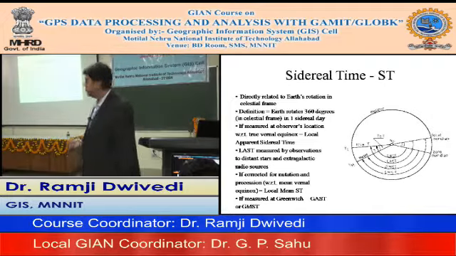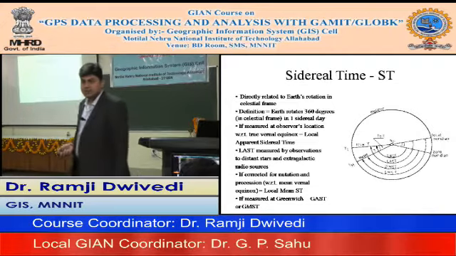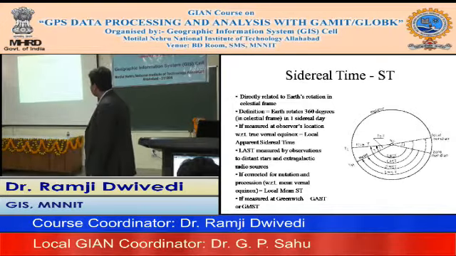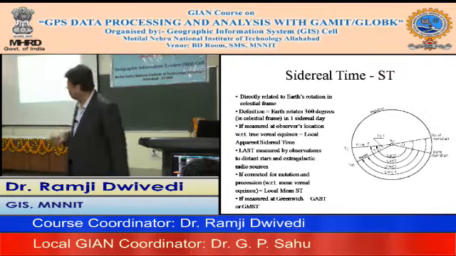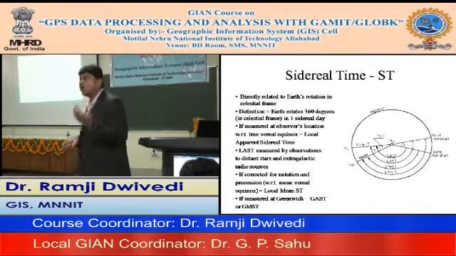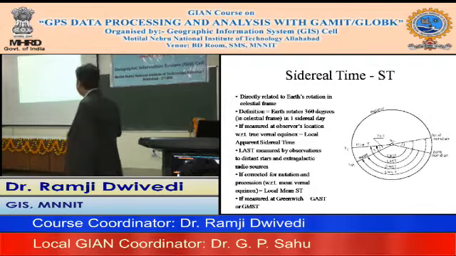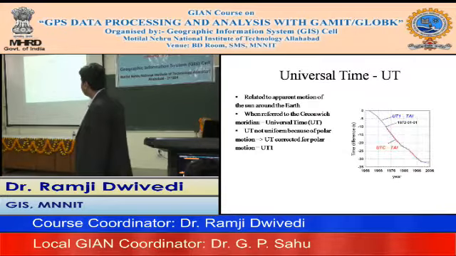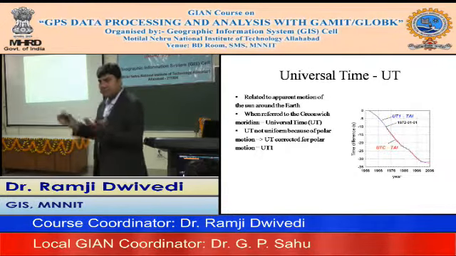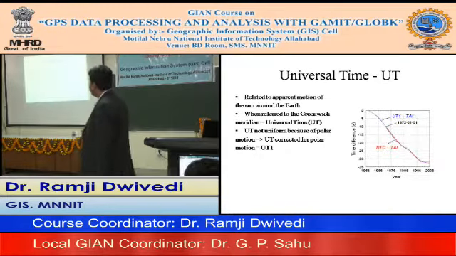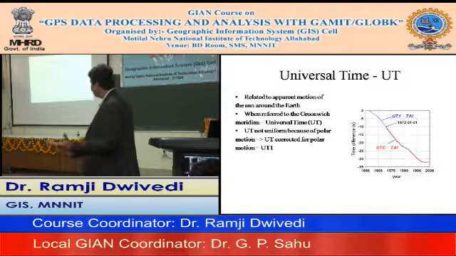So G is used if the reference is the zero meridian, and if we take the local meridian, we have L. Universal time: because our polar axis is changing its speed, the day is either longer or shorter, but we don't actually feel it because of the efforts put in to account for those corrections. It is related to the apparent motion of the sun around the Earth, and when referred to the Greenwich meridian, we call it universal time. Obviously it is the hour angle to the sun, and UT is not uniform because of the change in the polar axis, the polar motion.